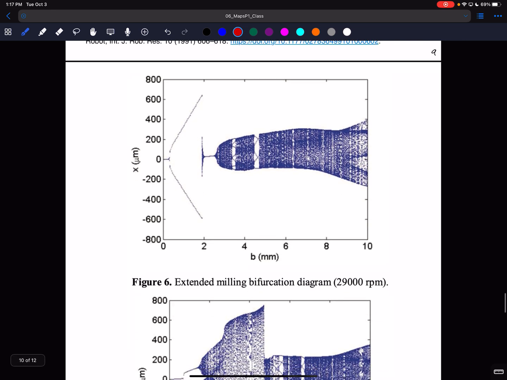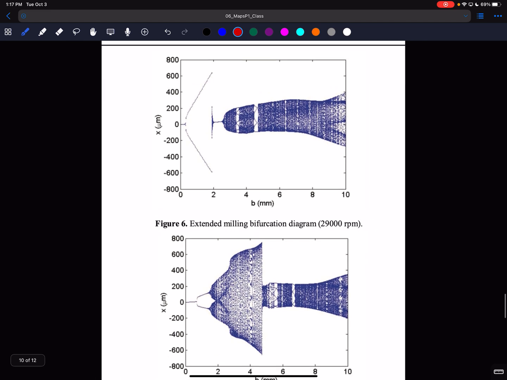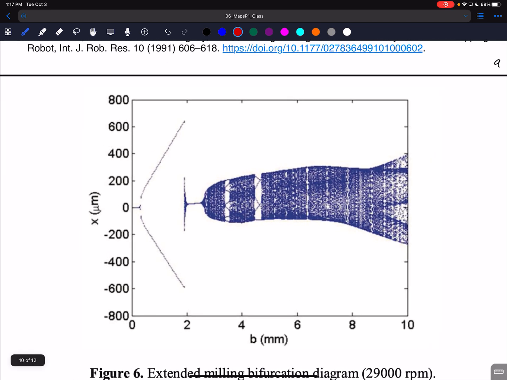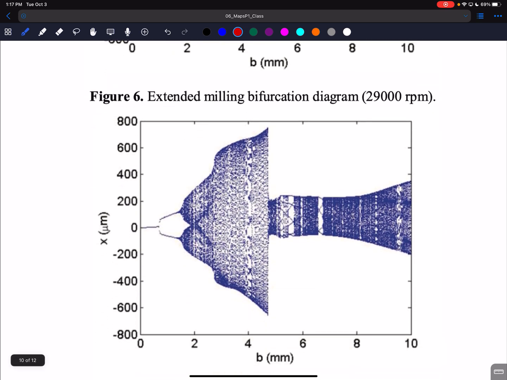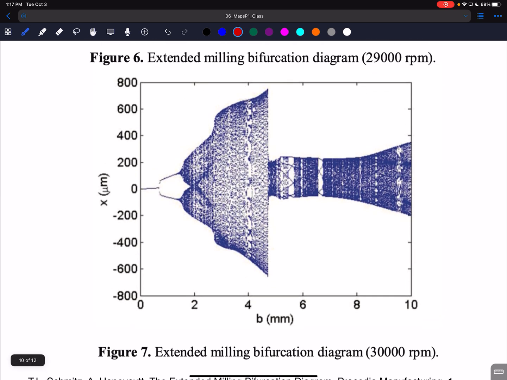On the next page, these come from a paper where they were studying bifurcation diagrams for a milling procedure, and they produced 2 bifurcation diagrams for different milling speeds here, 29,000 RPM, and then one for 30,000 RPM, and you can see how complicated and unique and interesting these things can get. And they actually do have real physical applications, is my point as well.